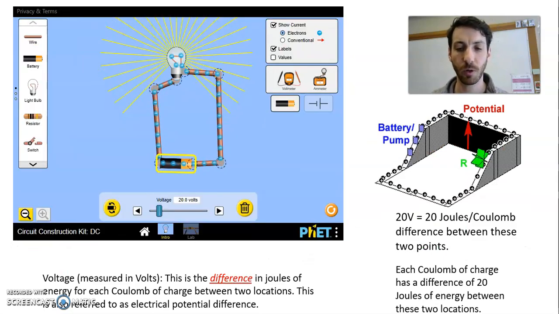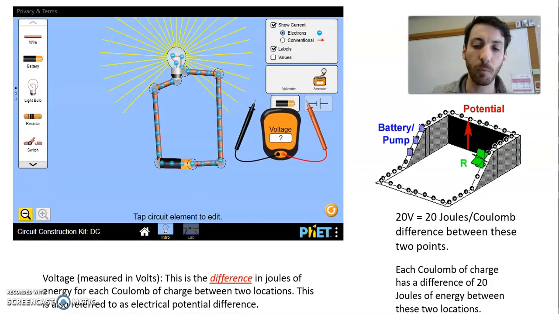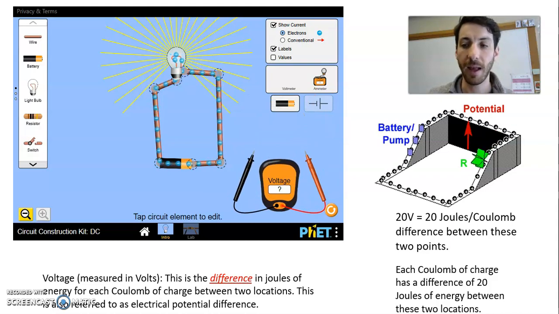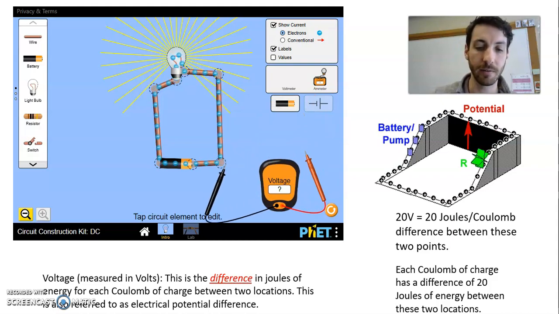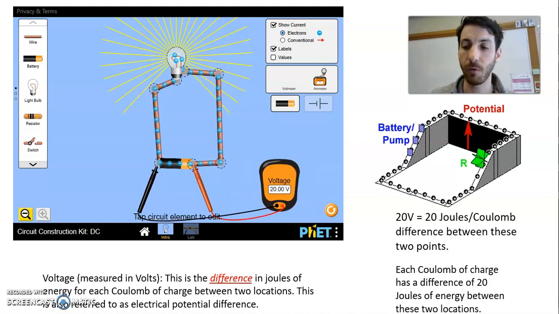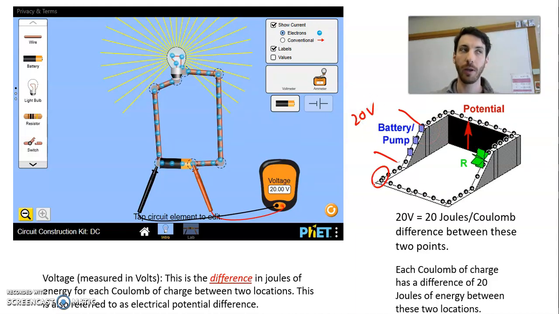So what does this look like? If I have a voltmeter, we can set it up across the battery, and this measures 20 volts. So that means across here we have 20 volts, or each of our coulombs of charge, we can think of them as gaining 20 joules of energy as it goes across that battery.